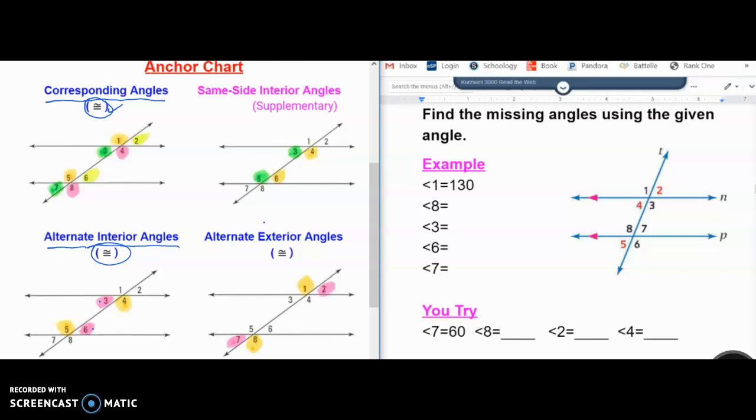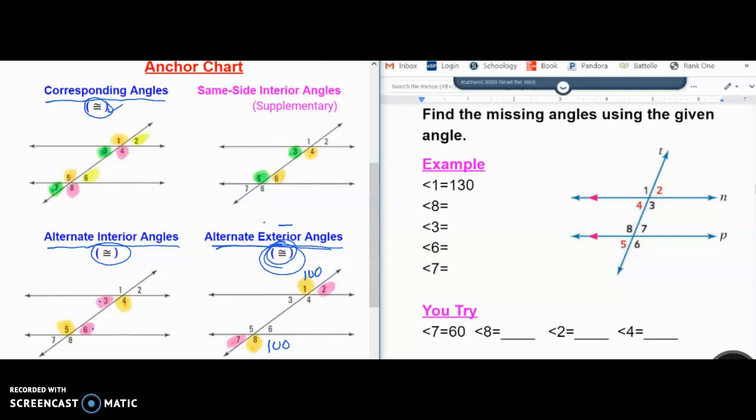Let's go to the bottom right. Alternate exterior. Those are also congruent, which means that alternate exterior means different side of the transversal in the exterior. So look at angle 1 and angle 8. Notice that I colored them in yellow because both of those are congruent. They're alternate exterior, which makes them congruent. So if angle 1 is 100 degrees, angle 8 will be 100 degrees.